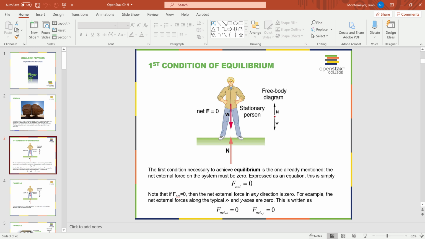So, the first condition of equilibrium: you obviously have your figure right here with the free body diagram on the right side. You have your weight pointing downwards towards the center of the earth and your normal force pointing upwards. The first condition necessary to achieve equilibrium is the one already mentioned. The net external force on the system must be zero. Expressed as an equation, this is simply F net equals zero. Note that if F net equals zero, then the net external force in any direction is zero. For example, the net external forces along the x-axis and y-axis are zero, so we can respectively write them as F net x equals zero and F net y equals zero.